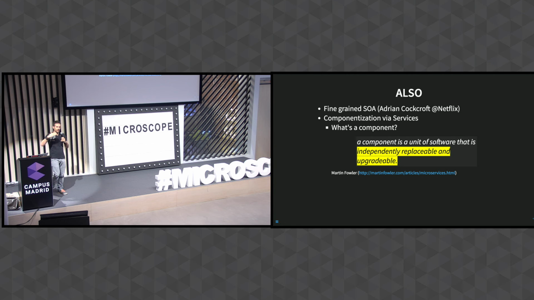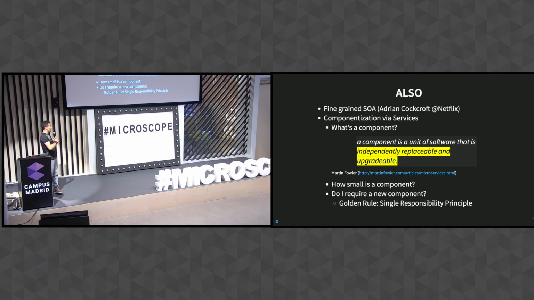So you start seeing how the complexity of microservices starts growing. And new questions like, how small is my component? Do I require a new component for this new functionality? And whatever. Just a tip, a golden rule to answer these questions is the single responsibility principle. One service should do one thing and should do it the best way.